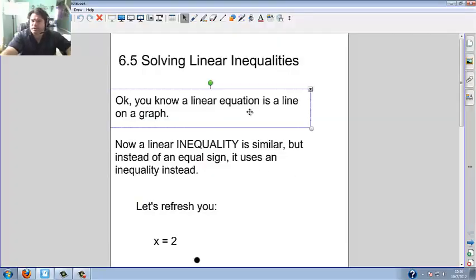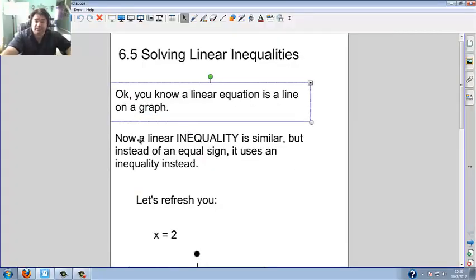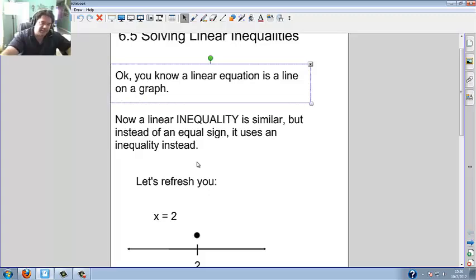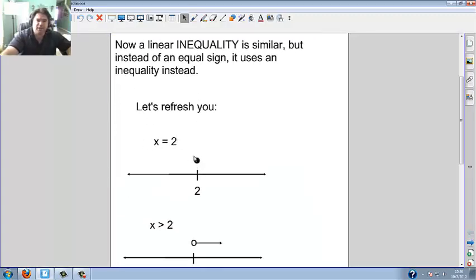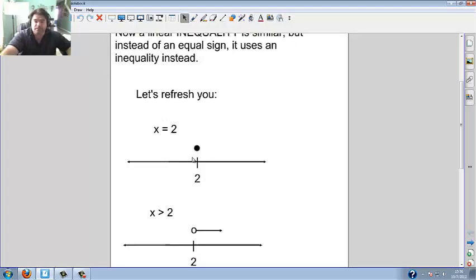Now, you know a linear equation is a line on a graph. A linear inequality is similar, but instead of an equal sign, it uses an inequality instead, such as less than or greater than, and the such. So if x equals 2, you have a dot. It means it's at 2.